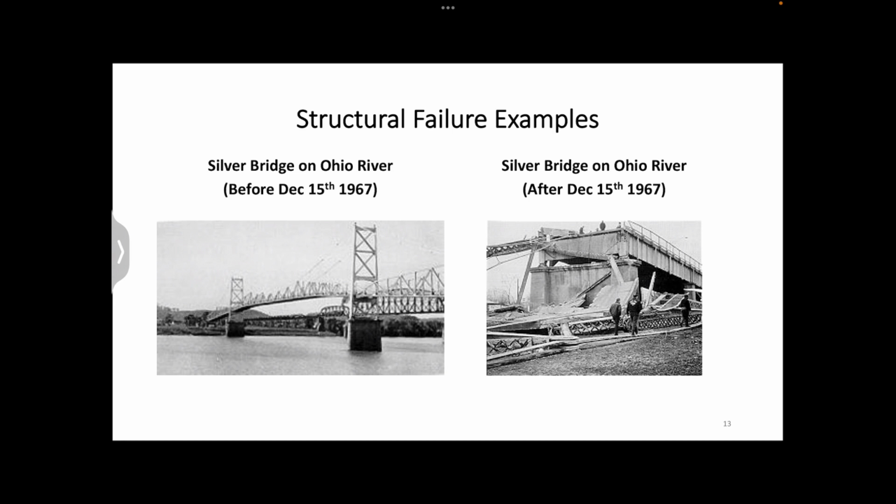To illustrate how important this course is, let us take a look at some examples of structural failures in the past. The first one is the collapse of the Silver Bridge on the Ohio River, which took place on December 15, 1967. It was the deadliest bridge disaster in US history, killing 46 people. One thing should be noted for this disaster: before this failure, there had been no national standard for bridge inspection.